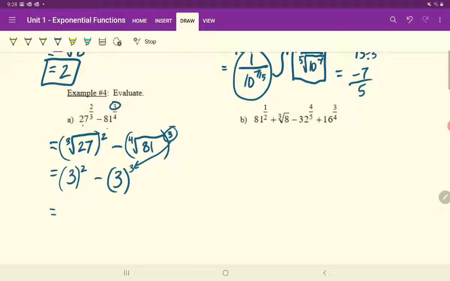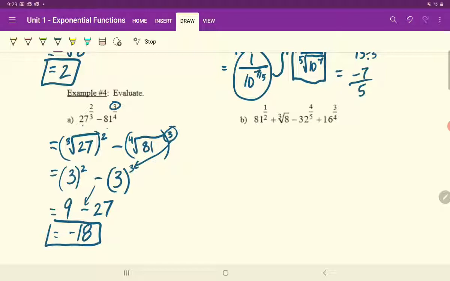Now, you see, I didn't really use my calculator. And I know what 3 squared is. It's 9. I know what 3 cubed is. So I bring down the minus sign. I know what 3 cubed is. It's 27. So 9 minus 27 is actually negative 18.